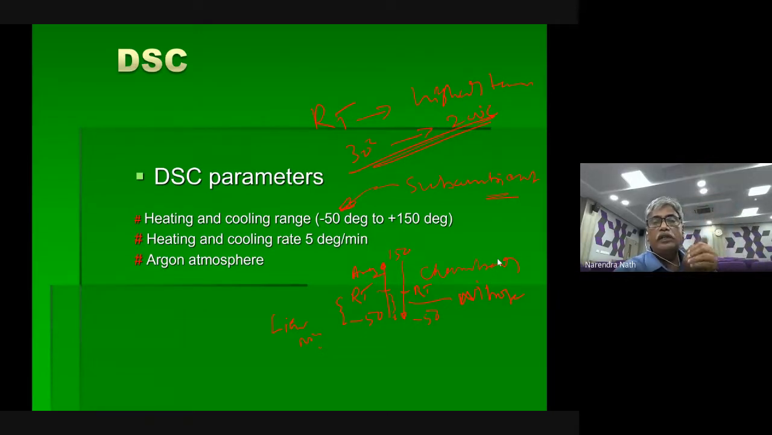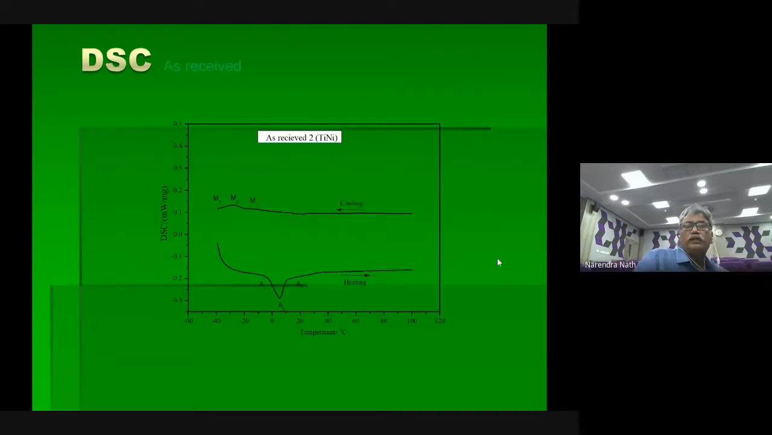And heating and cooling rate, normally here also you should go as low as possible. So 3 degrees, 4, 5. If you go more than this, it will heat quickly and you cannot sense the transformation in a proper way. And what atmosphere you require.